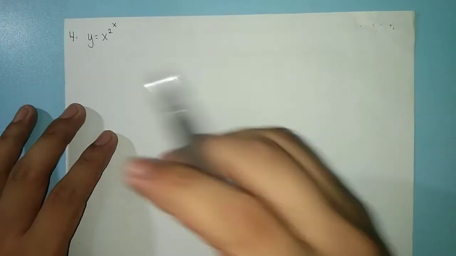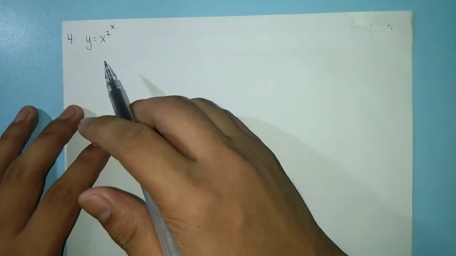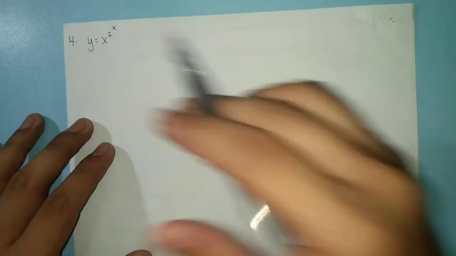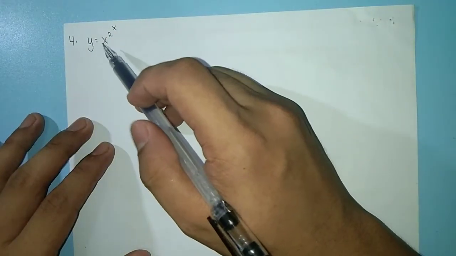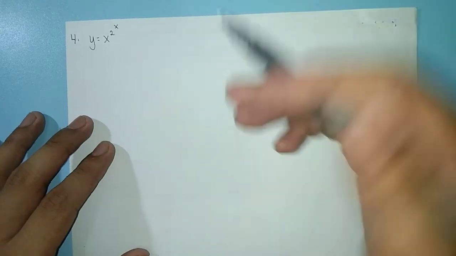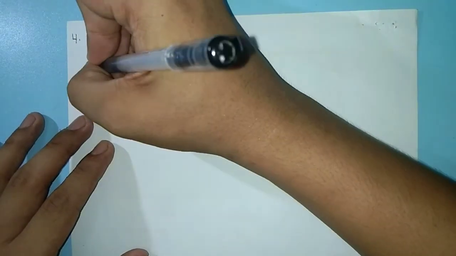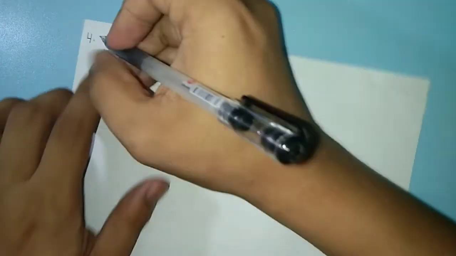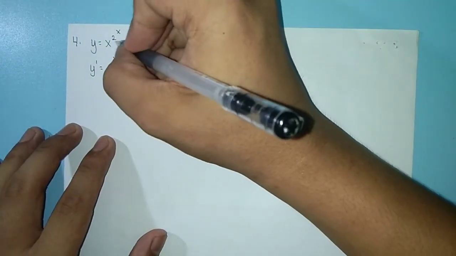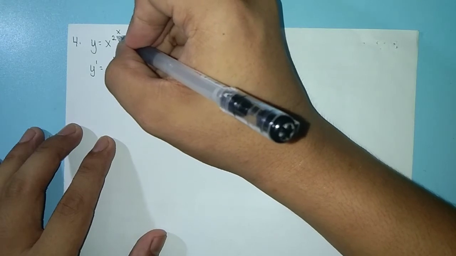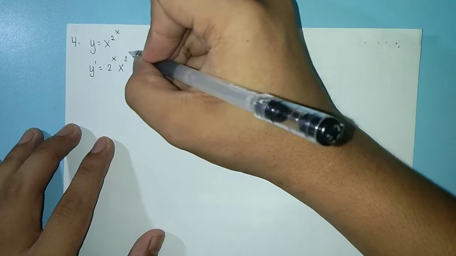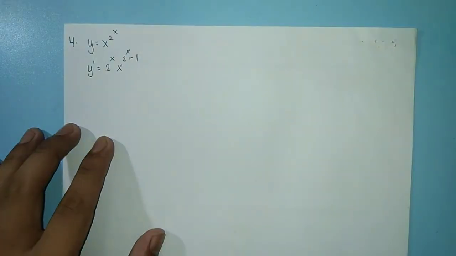For number 4, let's find the derivative of y equals x raised to 2 raised to x. So dito, u raised to v naman siya. So ito yung u natin, yung x. Ito yung v natin, yung 2 raised to x. So yung derivative niyan, y prime will be, bababa yung 2 raised to x. Babawasan natin to ng 1, minus 1, yung exponent niya. So, x raised to 2 raised to x minus 1.